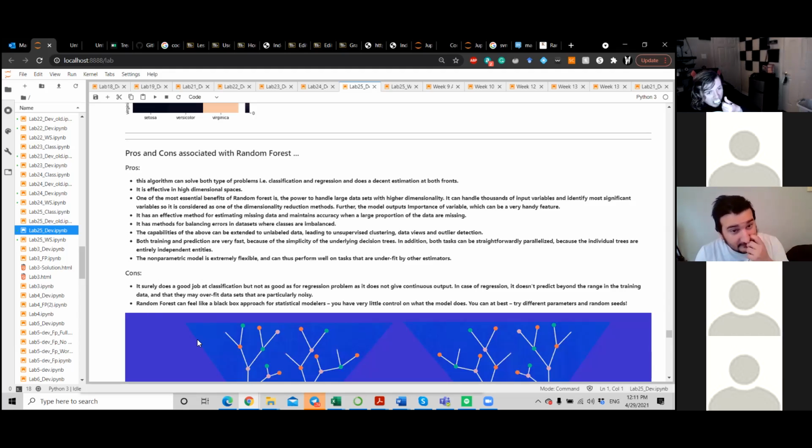On the cons, it surely does a good job at classification, but not as good for regression problems, as it does not give continuous output. Random forest can feel like a black box approach for statistical modelers. By black box, we mean we don't really know what is happening inside it because of the randomized nature of it. You have very little control on what the model does. You can, at best, try different parameters and random seeds.